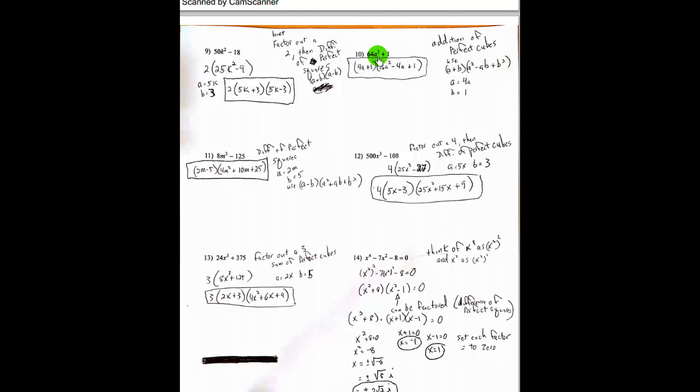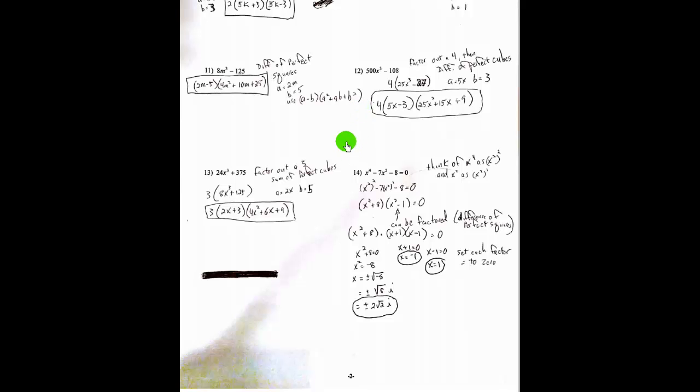In this one, 64a cubed, if you take the cube root of it, you get 4a. And if you have 1 and you take the cube root of it, you get 1. Taking 4a for a and substituting it in for a in the general equation, taking b equals 1, substituting the 1 for b anywhere in the general equation, you can rewrite that. Instead of a plus b times a squared minus ab plus b squared, you can rewrite that as 4a plus 1 times the quantity 16a squared minus 4a plus 1.